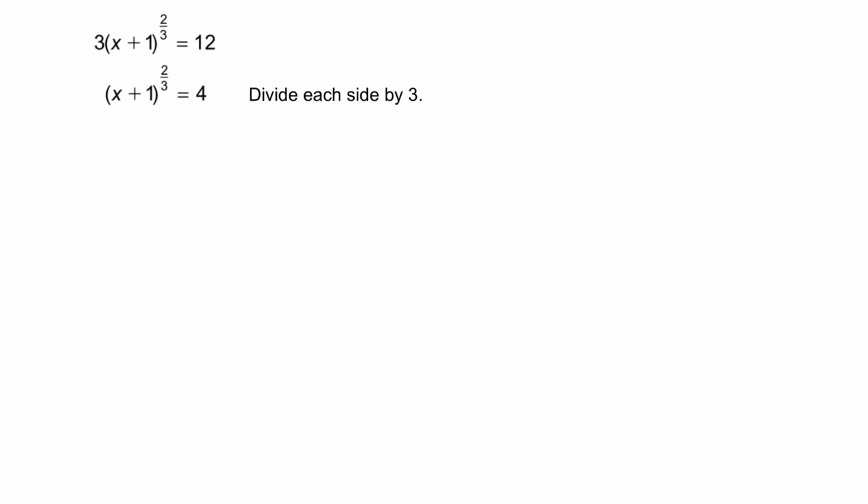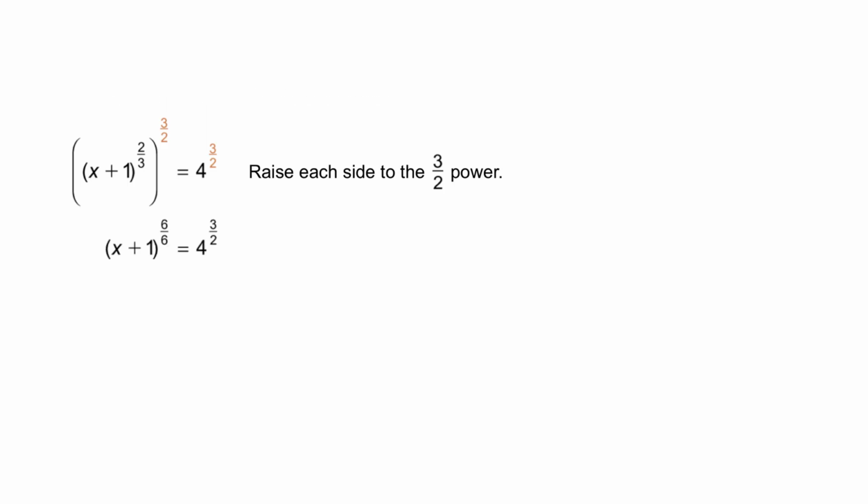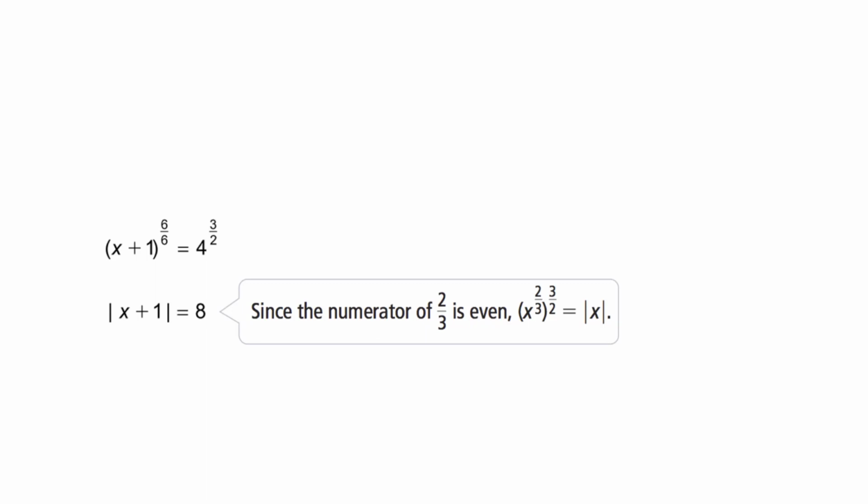Next, we'll raise each side to the 3 over 2 power. So x plus 1 raised to the 2/3 power raised to the 3/2 power equals 4 raised to the 3/2 power. Note on the left, that becomes x plus 1 raised to the 6 over 6 power, which is just 1, and that equals 4 to the 3/2. Since the numerator of 2/3 is even, x to the 2/3 raised to the 3/2 equals the absolute value of x. So we write the absolute value of x plus 1 equals 8.